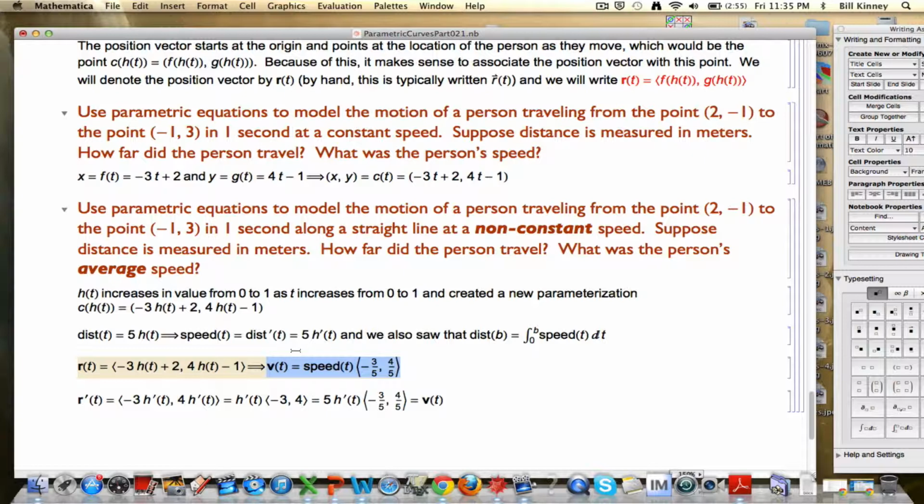But what I claim is while this equation is not true in general, the fact that r prime of t, the derivative of the position vector, equals v of t, the velocity vector, is always true in general. That's the main thing we're going to use in some coming videos. And that's the end of this one.